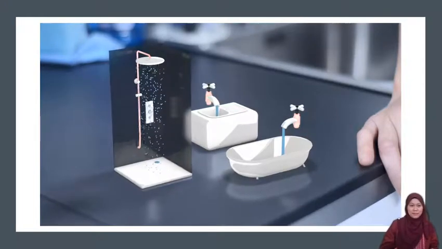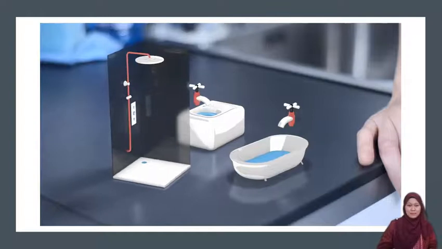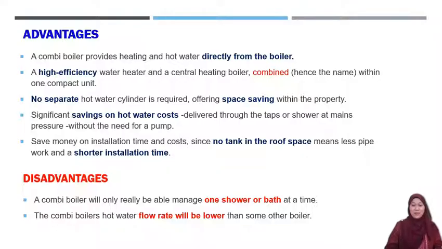If you're using more than one tap at the same time, the flow of hot water can be reduced, meaning they're not always suitable for bigger homes with several bathrooms. Okay, so we know that the keyword here is direct from the source, so there's no storage of water inside the house. Okay, so it's direct from the boiler.